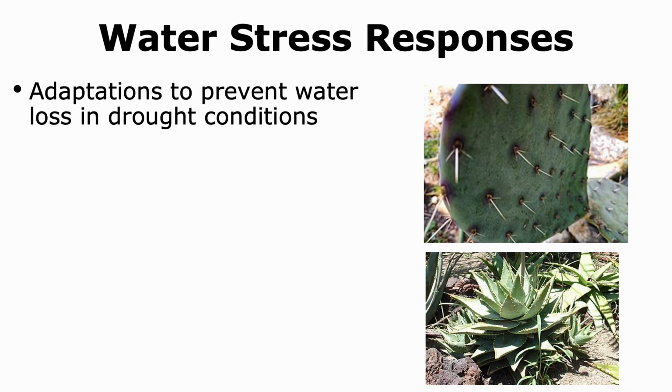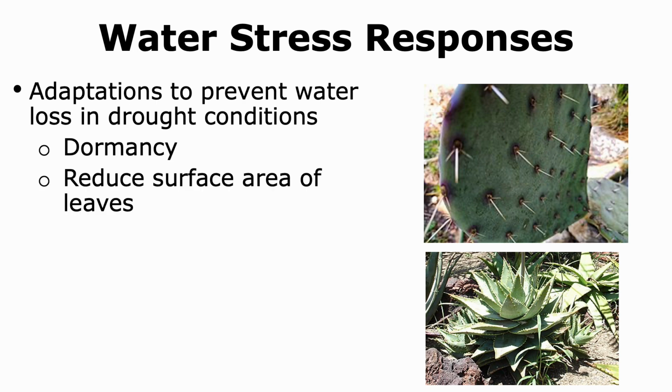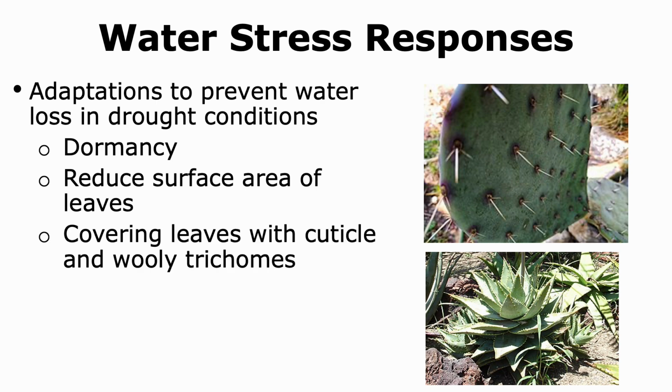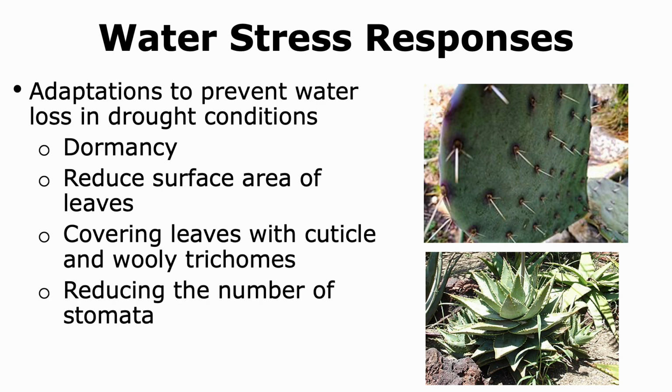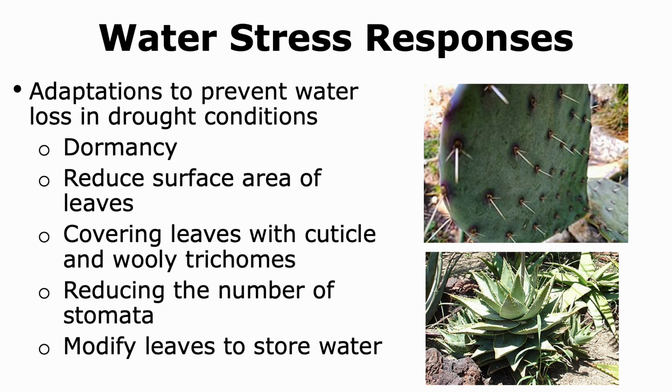Plants have evolved adaptations to prevent water loss when there are drought conditions. Drought conditions normally imply that there is a scarcity of water. Plants induce dormancy or, in some cases, reduce the surface area of their leaves so that there is less water loss. They can also have spines instead of leaves. Some plants cover their leaves with the cuticle and woolly trichomes to prevent water loss. Plants can also reduce the number of stomata or modify their leaves to store water.